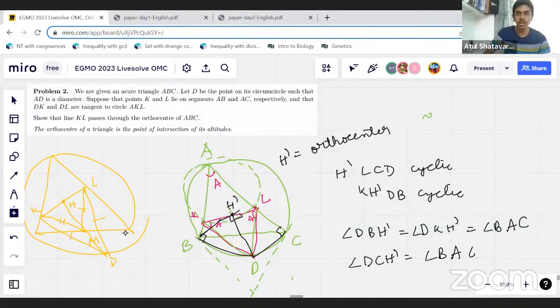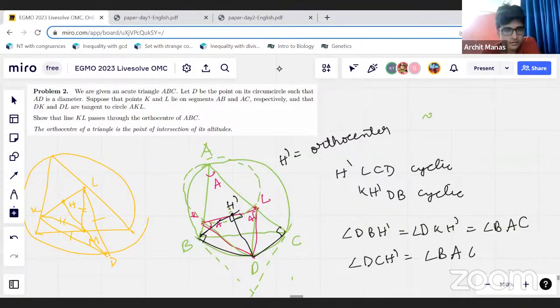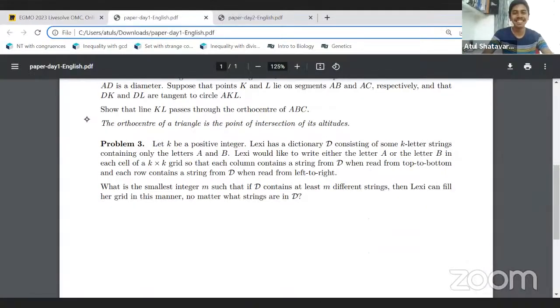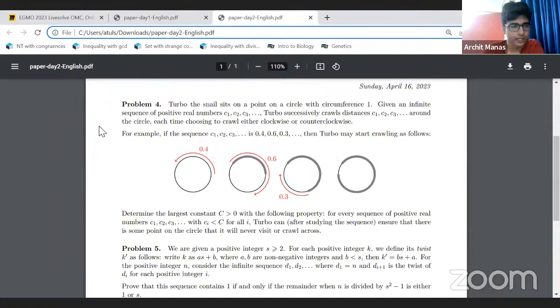So what next? Next, P3. P3. Okay, Turbo the snail. Or do you want to do 4 and 5 and then come for the last ones? Yeah, I'm scared of P3. Yeah, let's do 4. Fine, let's just do 4, get done with 4 and 5, and then we can go for 3 and 6.